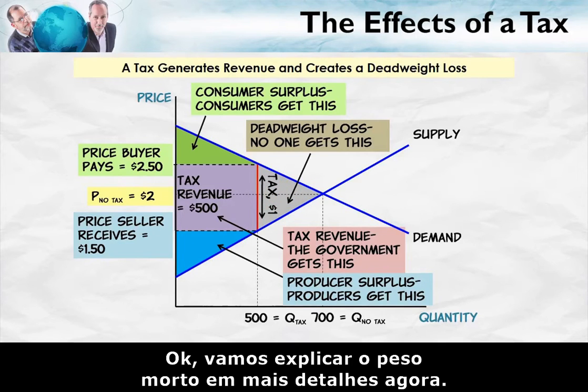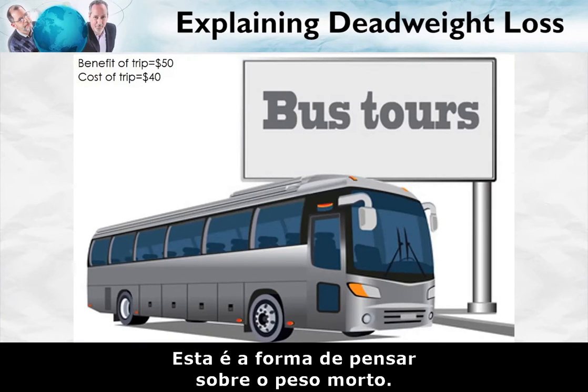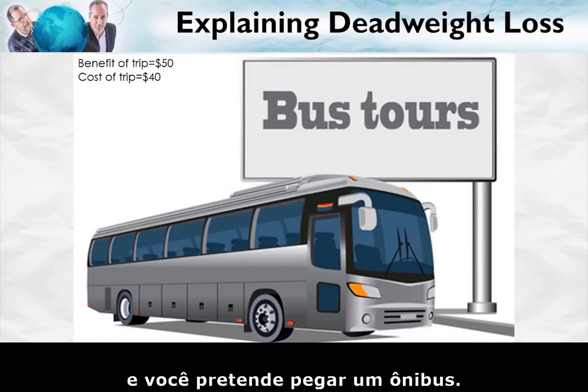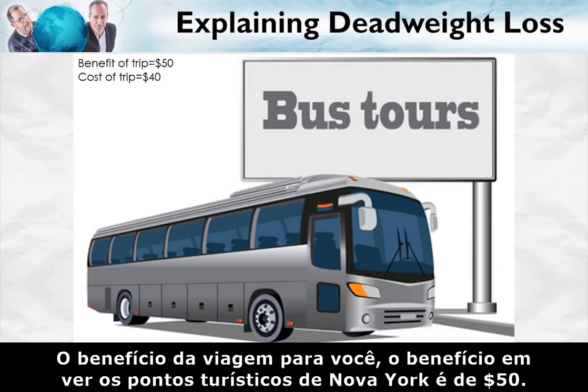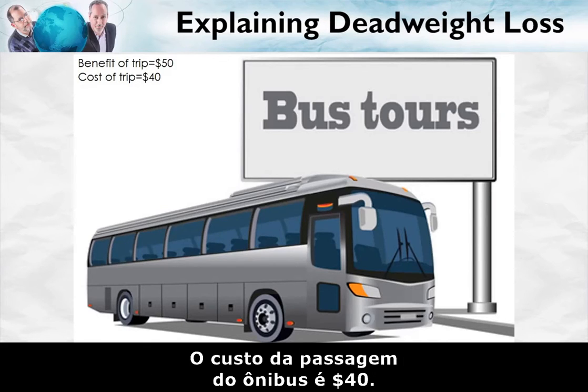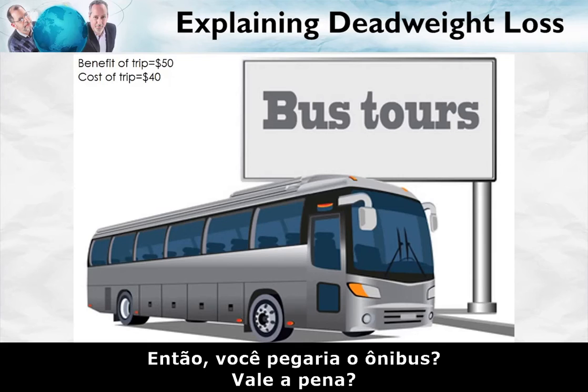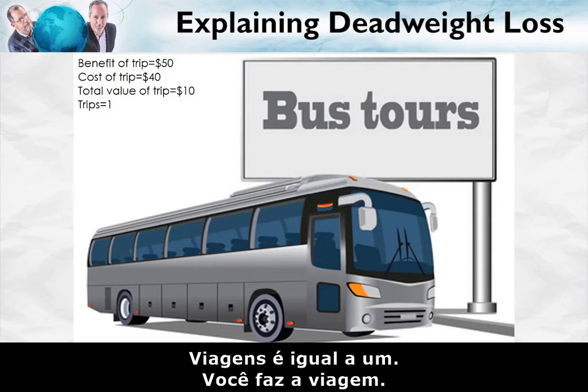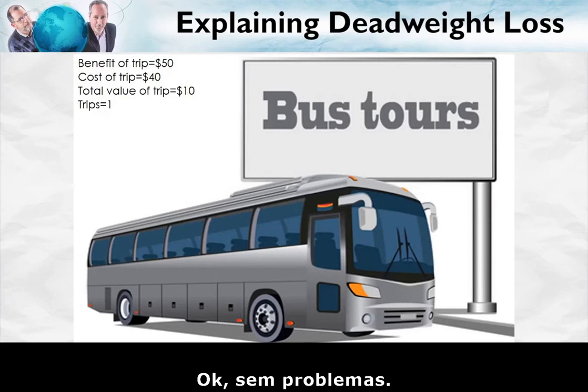Okay, let's explain deadweight loss in a little bit more detail. Here's the way to think about deadweight loss. Suppose that you're planning a trip to New York and you're going to take the bus. The benefit of the trip to you, the value of seeing the sights in New York, is $50. The cost of the bus ticket is $40. So, do you take the trip? Yes, you take the trip. The total value of the trip is $10. It's a positive, so you decide to take the trip. Trips equal 1. You make the trip. Okay, no problem.